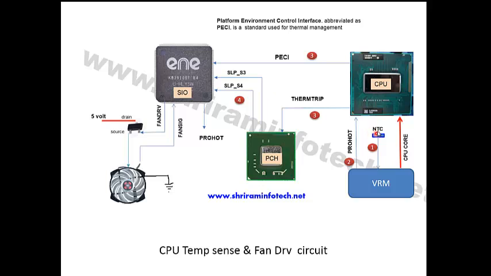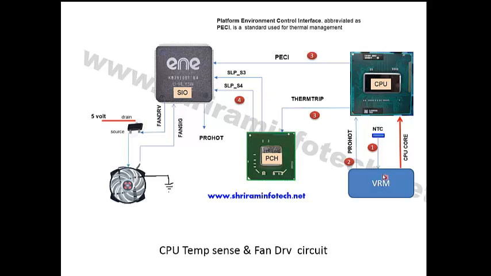One is an NTC. NTC is basically a thermistor, and it detects temperatures. This NTC is kept below the CPU, very close to the CPU socket, so it detects the temperature of the processor, and that information is sent to the VRM section. Suppose when the CPU gets very hot, at that time the VRM receives that temperature, and the VRM section disconnects the core voltage and turns off the laptop.